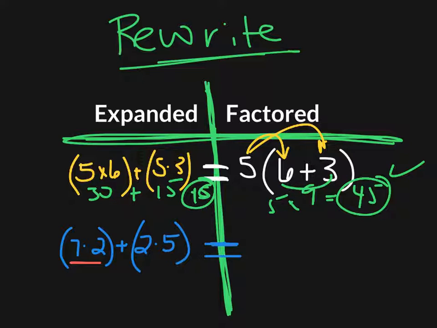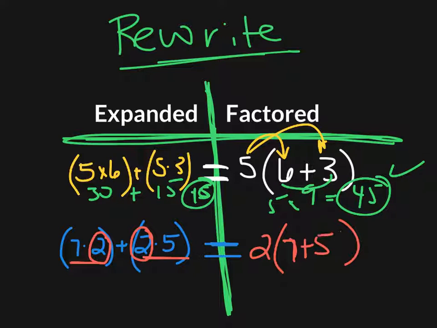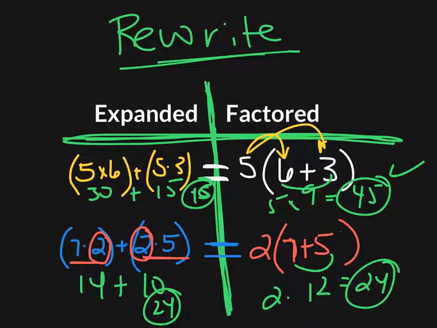Looking at this problem, I have 2's in common. I'll factor the 2 out in front, and I'll have 5 plus 7. And actually, if you want to, I'll keep it the same order. So this would become 2 times (7 plus 5). Go ahead and check my answers. 14 plus 10 is 24. 7 plus 5 is 12. 2 times 12 is equal to 24.